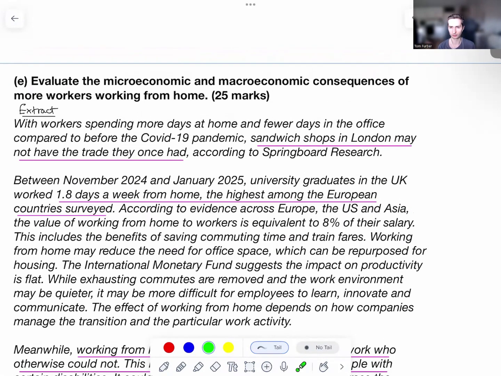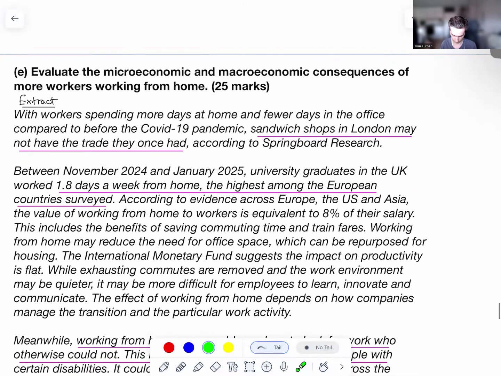The final 25 marker in this paper is: evaluate the microeconomic and macroeconomic consequences of more workers working from home. So the extract mentions some things about working from home. The first thing to draw attention to is that sandwich shops in London may not have the trade they once had. There's also this fact about 1.8 days a week. So the number of days people are working from home in the UK, at least among university graduates, is the highest among European countries in the survey.